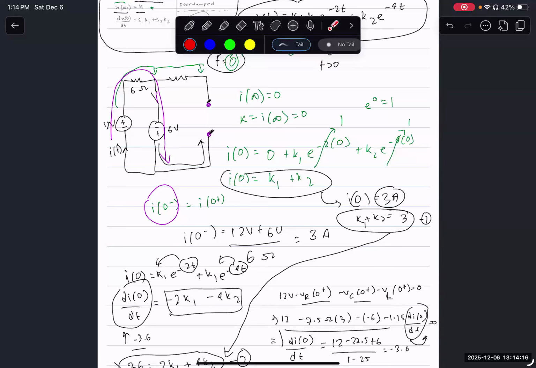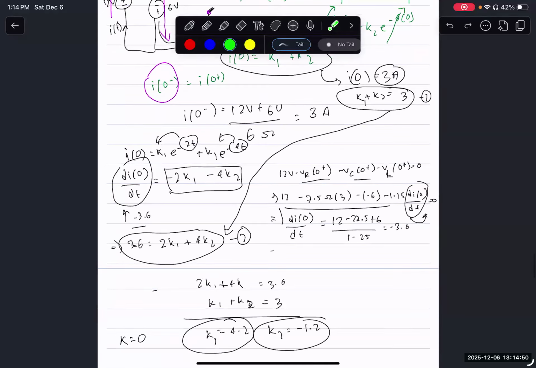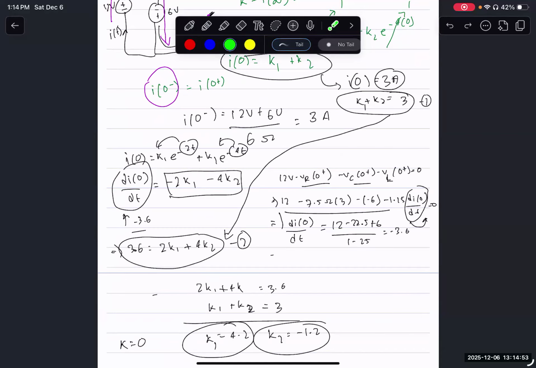This thing was connected. That means the current was flowing through here. That was a whole circuit, right? And then you have 12 volts, 6 volts. So 12 volts plus 6 volts over this resistance, 6 ohms, gives 3 amps. So basically that's the current that flows at zero minus. And we just replace it in the equation.